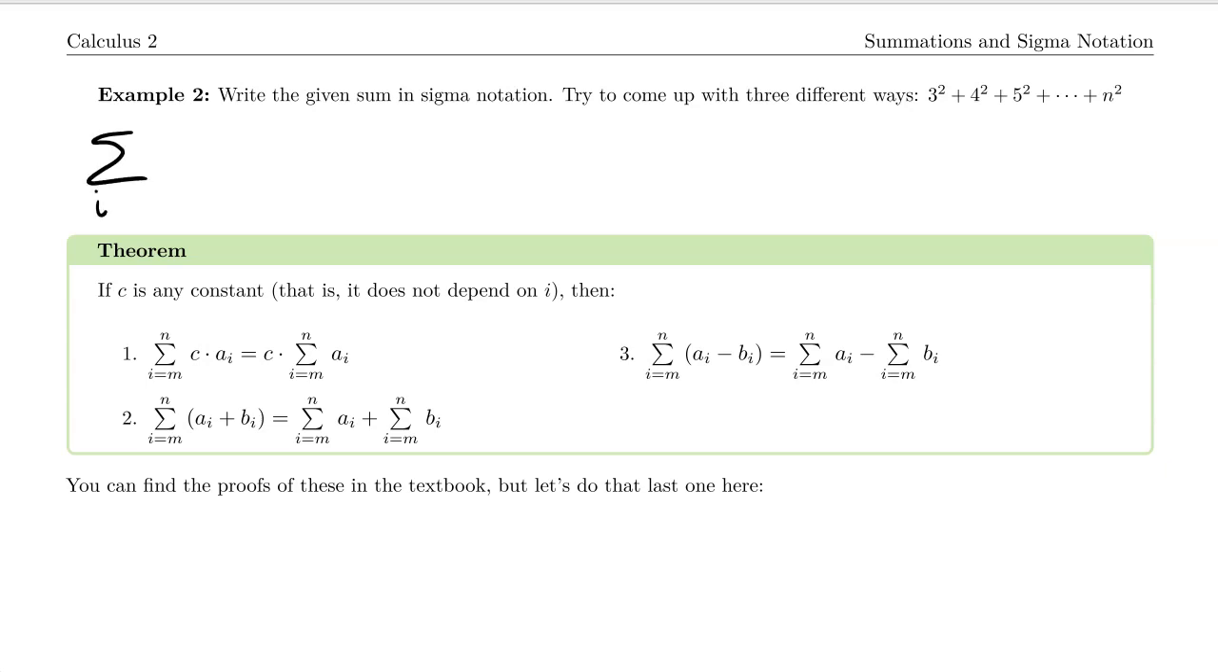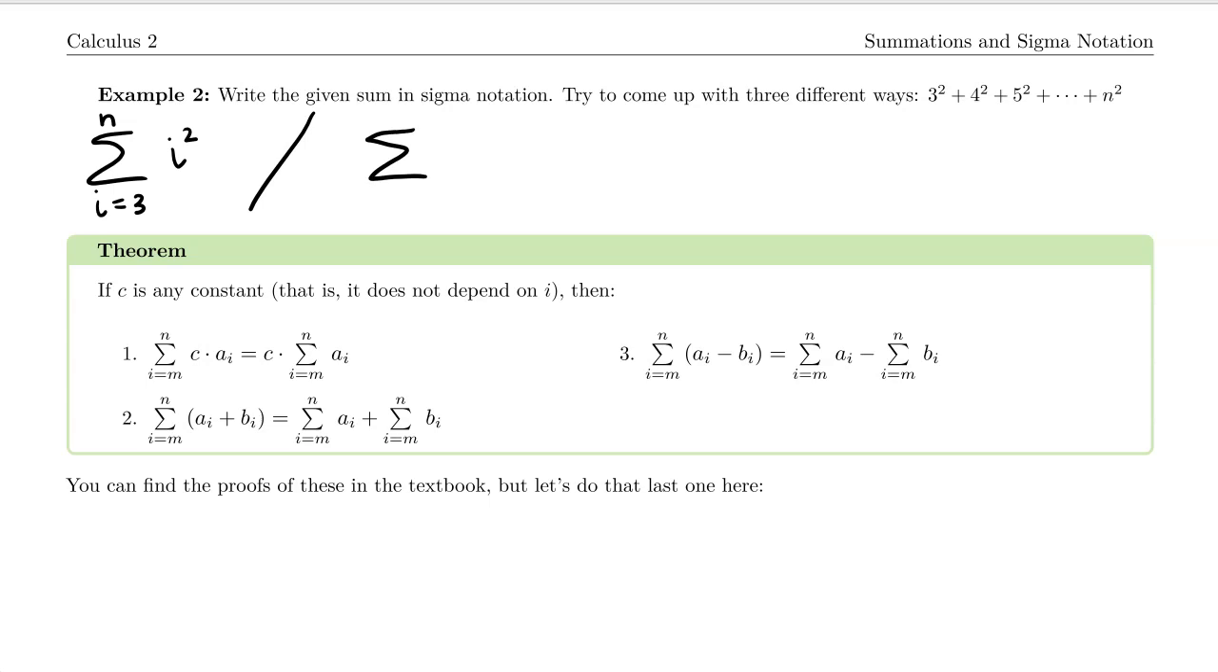Our index can start off with 3, and it would end at n, and then each term that we're adding is in the form i squared. So this is one possible answer to write that summation into sigma notation. So let's see if we can come up with another way.